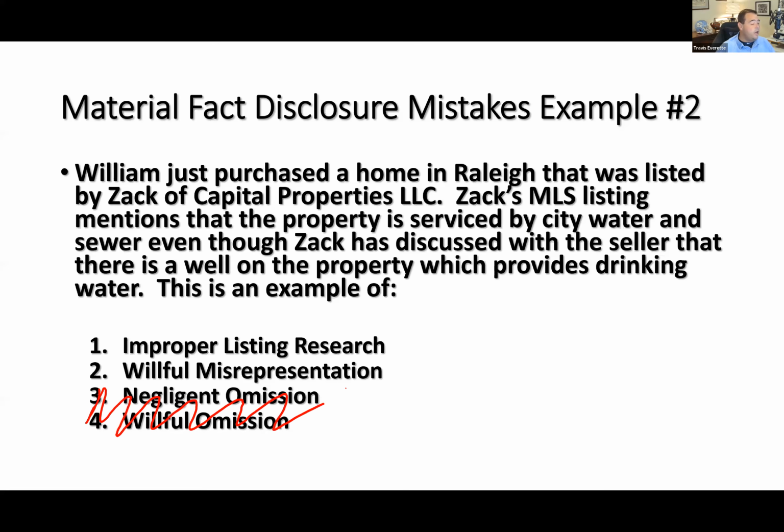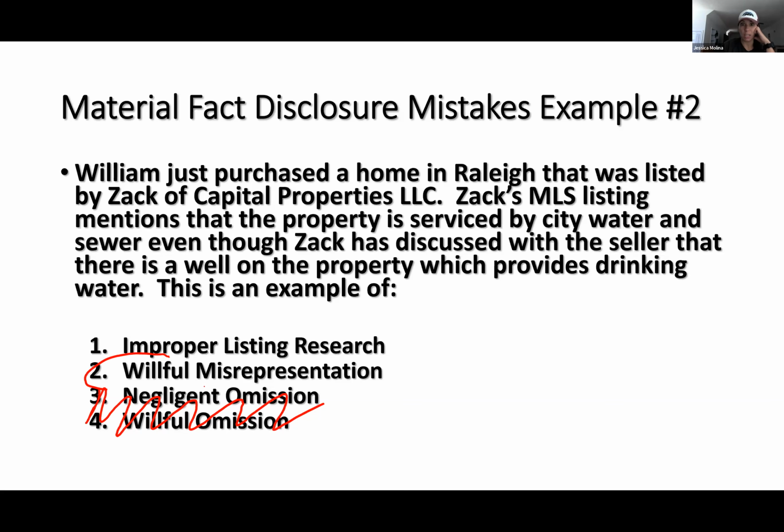And then it says, is this improper listing research or is this willful misrepresentation? Well, it sounds to me like he did the research correctly. He checked, he talked to the seller. He had the knowledge. He just didn't verify? He just didn't disclose it correctly. Does that make sense for everybody? So what do y'all think this one is?